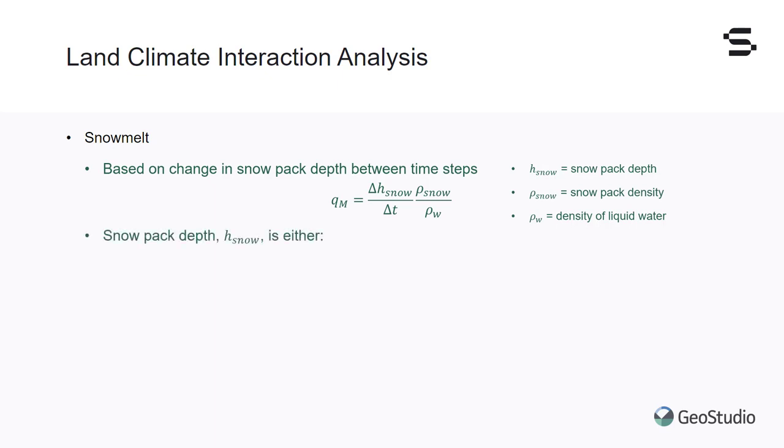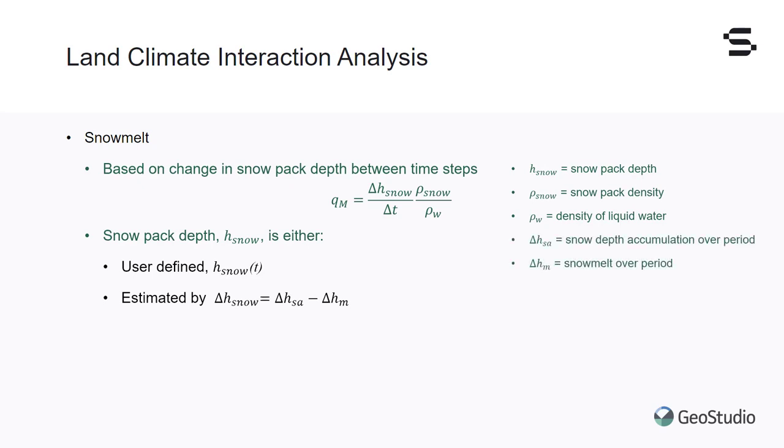In the land-climate interaction boundary condition, the snowpack depth can be defined by the user as a function of time, or estimated by Seep when the analysis solves. Seep estimates the change in snowpack depth over a given period as the difference between the snow depth accumulation and the snowmelt over that period.